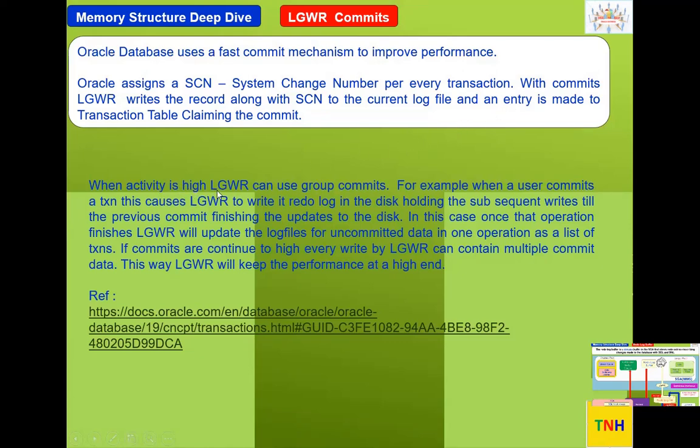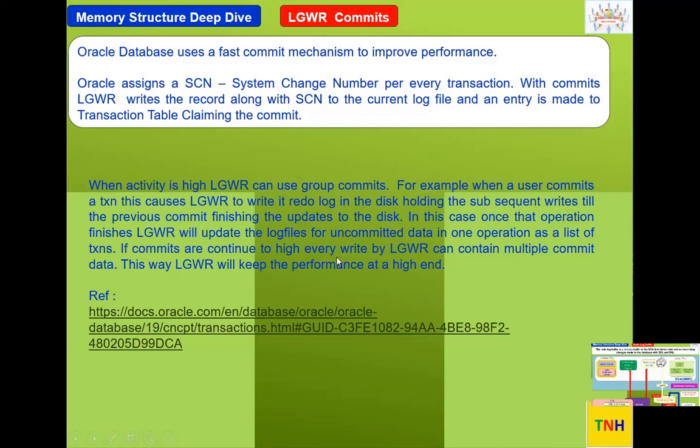When activity is high, log writer can use group commit. Now log writer has to keep up the trend, because heavy data is coming in from the redo log buffer, continuous streaming. So log writer has to keep up that speed. In order to keep the performance, when activity is high, log writer uses group commits. For example, when a user commits a transaction, log writer writes it to the redo log disk, holding the subsequent writes till the previous commit finishes updating the disk.